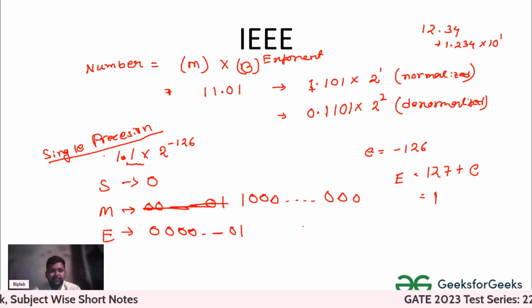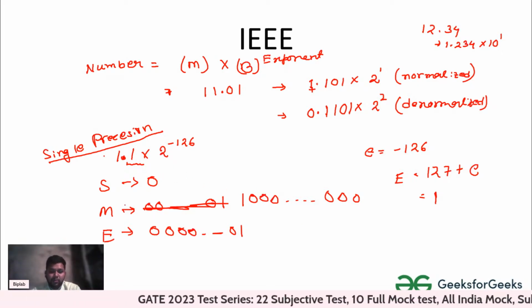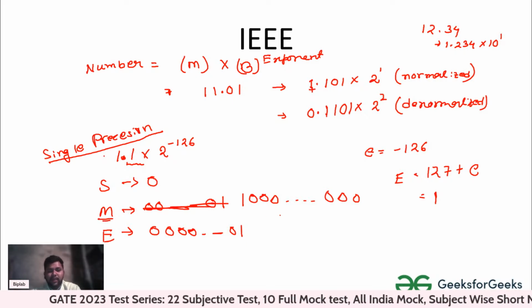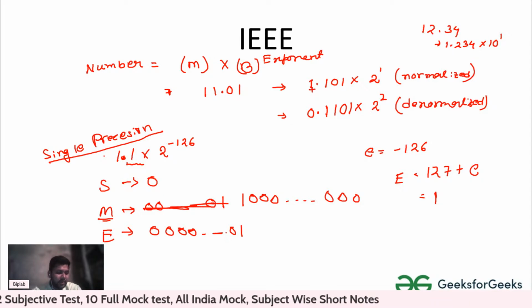And this is how single precision works. In the same way, to go to double precision, your mantissa will just have more zeros and your exponent will have more bits. Nothing else will change.